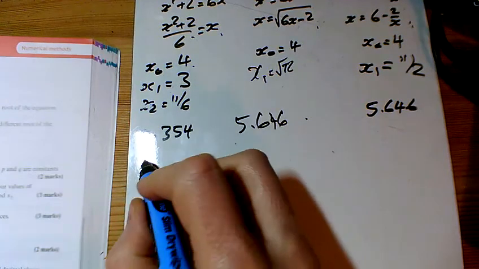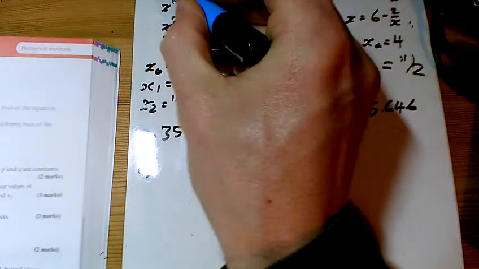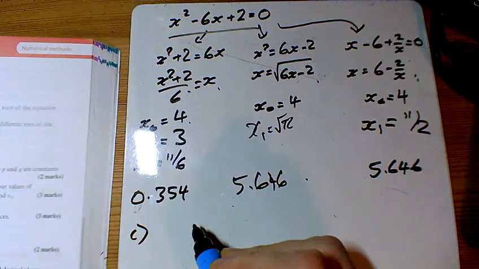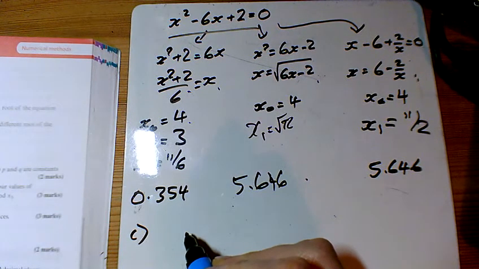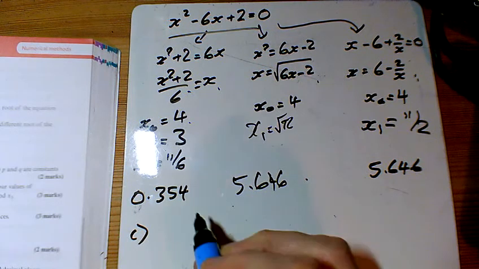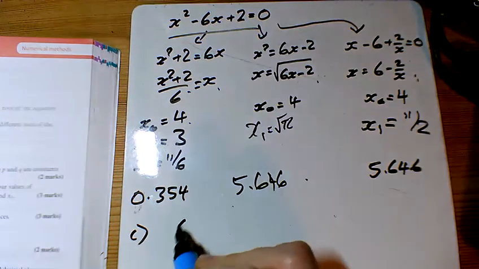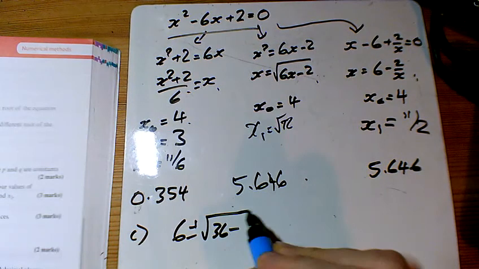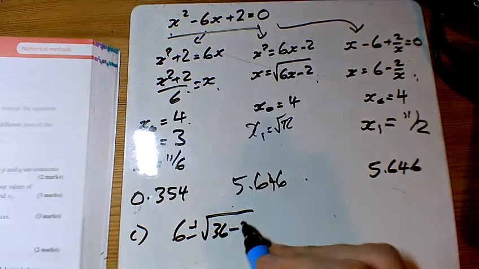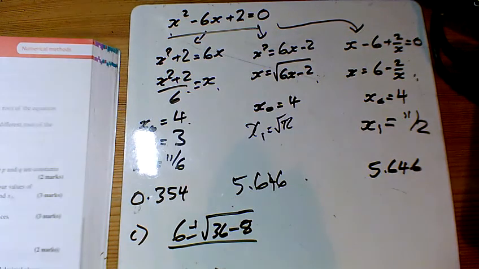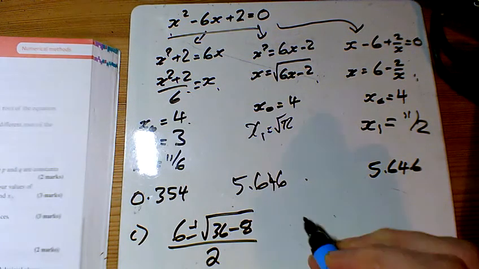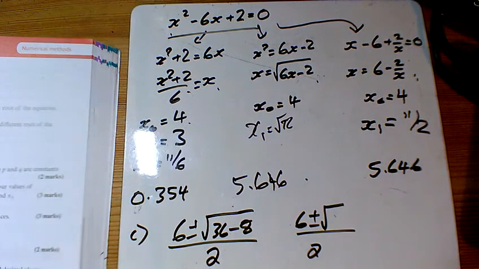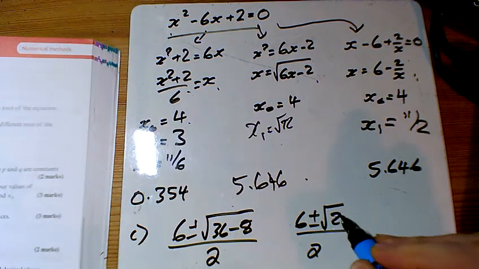The last part of question 1, part C, just says, solve this quadratic in the normal way, the normal GCSE way of using the quadratic formula. Personally, I just do this on the calculator now, but it's minus b plus or minus the square root of b squared minus 4 times a times c, so that's minus 8, all over 2a. That's all over 2. So I've got 6 plus or minus the square root of 28.